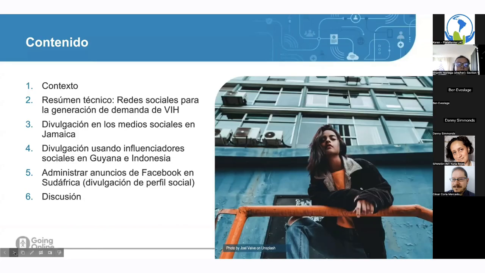We'll be looking at the context, a technical summary of the social media for HIV and demand generation and the tools that are available to you. And then we'll be switching over to 3 different case studies about how different countries in Latin America, the Caribbean, and in Africa and Southeast Asia have used these different approaches for their programming. As Karen said, we will then finish the session with a discussion where I ask for you to think about any questions you have, but also reflect on how some of these approaches may be used in your future programming.